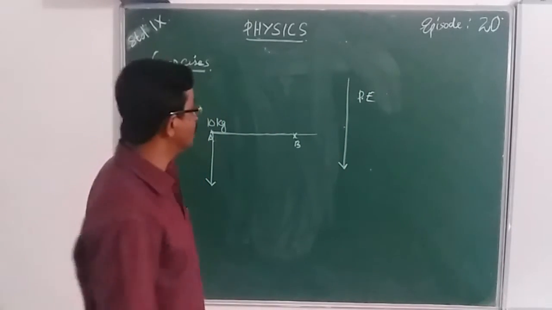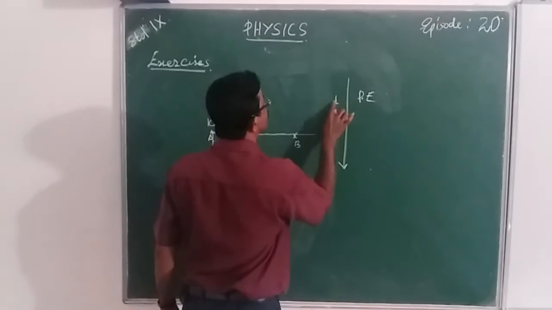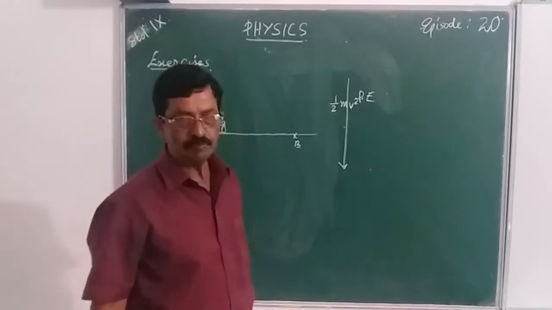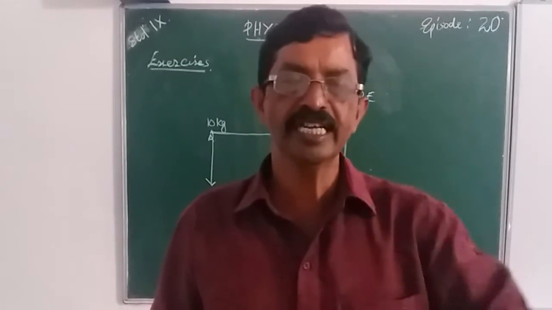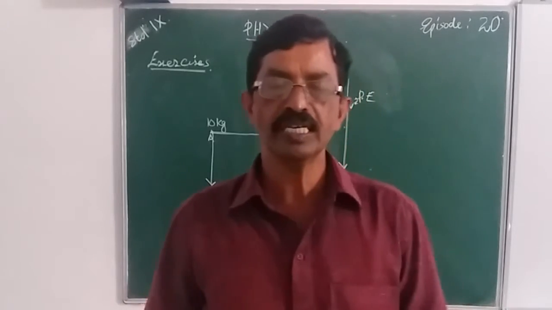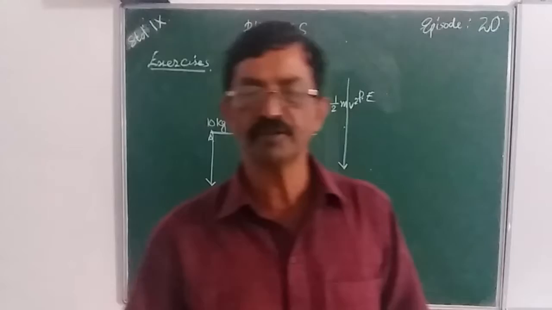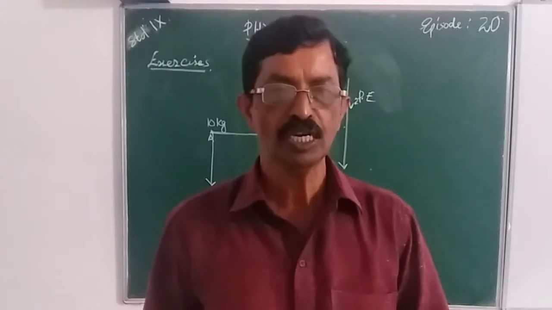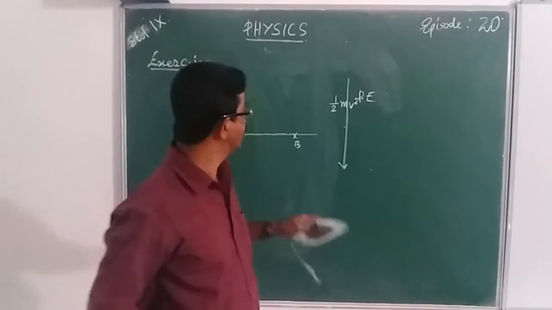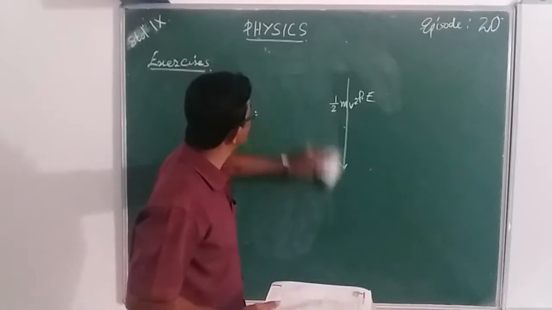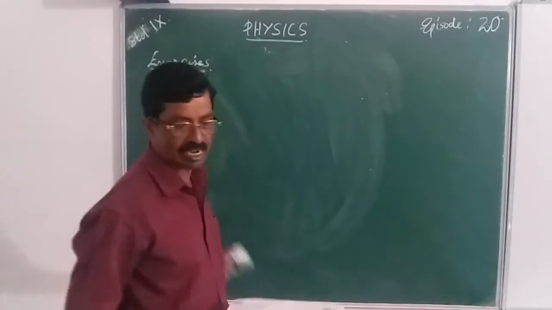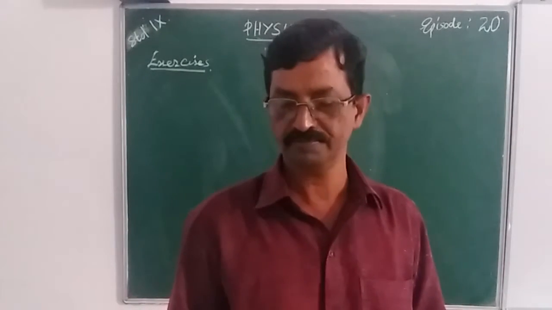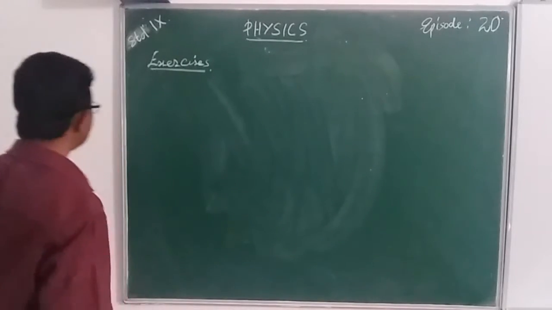But at the same time, its velocity increases, so kinetic energy increases. So when the potential energy decreases, kinetic energy increases. Hence, there is no violation of the law of conservation of energy, because one form of energy changes to another form. So we cannot consider there is any violation of the law of conservation of energy because one form of energy is changing to another.